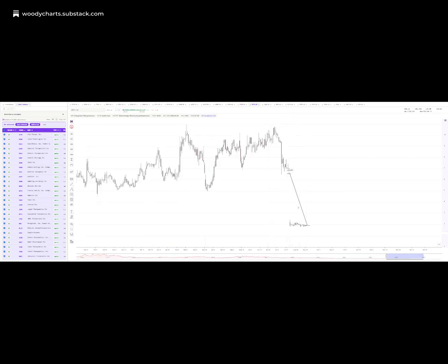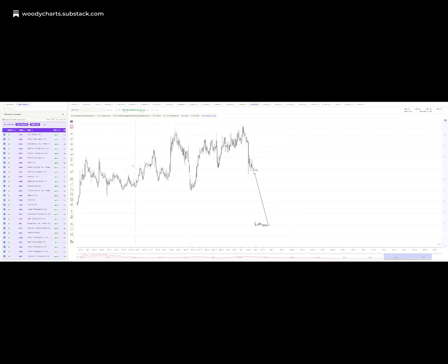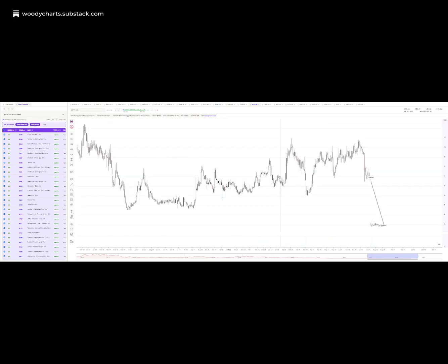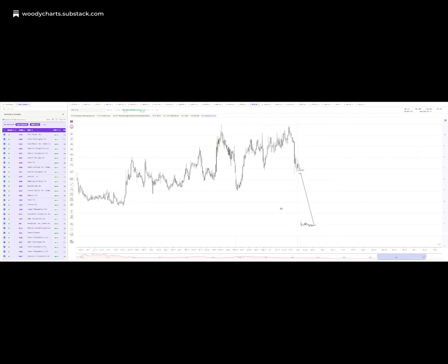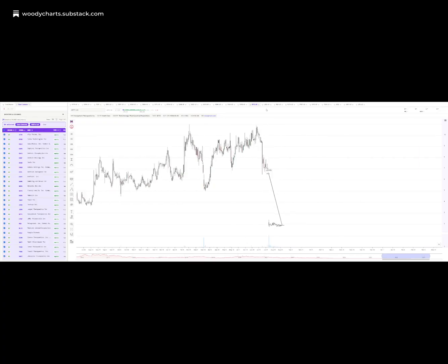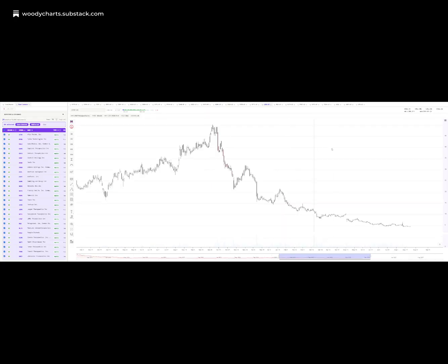This one's an interesting one, 239. I don't know why KPTI has dropped that far. Another pharmaceutical one. You can see there's a bit of support down here. You could sort of say as long as it got back up to there, you'd be pretty happy. But yeah, another good opportunity if it plays out.